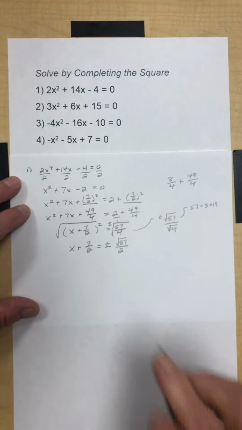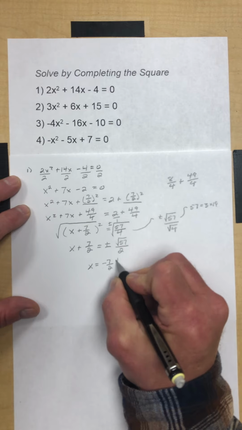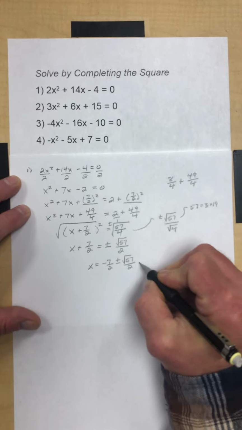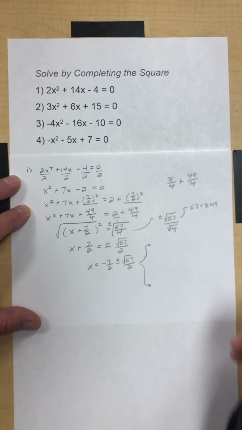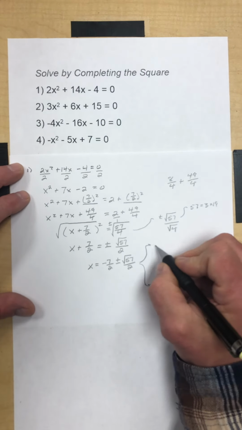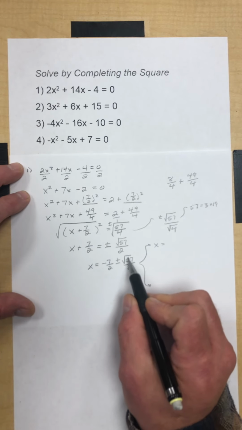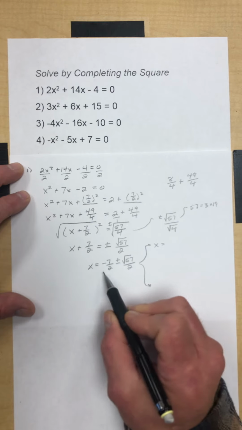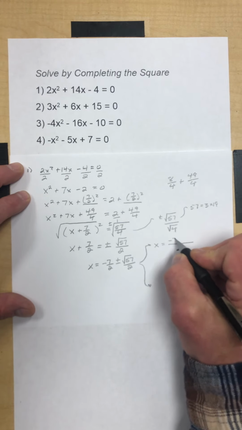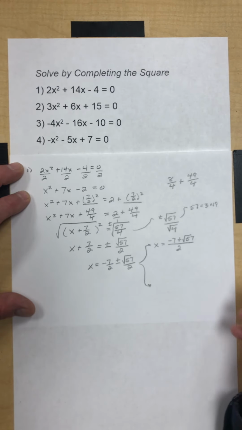I've got to subtract 7 halves from both sides, so I get negative 7 halves plus or minus radical 57 over 2, and that'll take me to my two solutions. Obviously, notice I'm getting a radical in my answer, so I know my answer is irrational. For one, we would go negative 7 halves plus radical 57 over 2, and notice that they have the same denominator, so we can combine them and put it all over 2. So I get negative 7 plus radical 57 all over 2, and that is reduced.